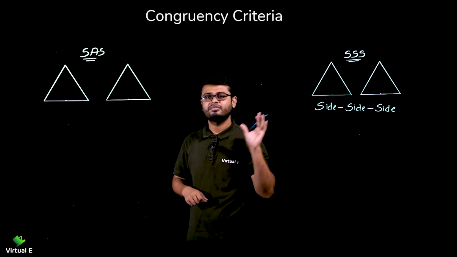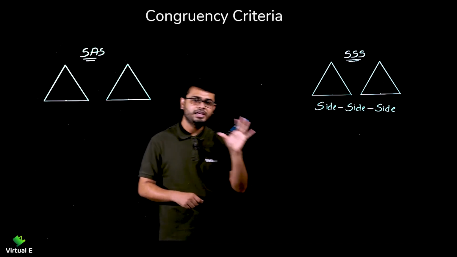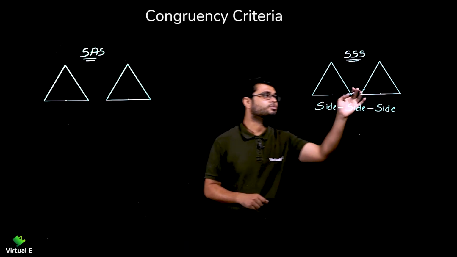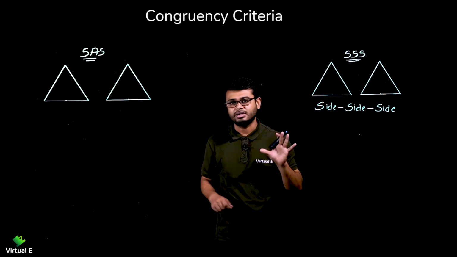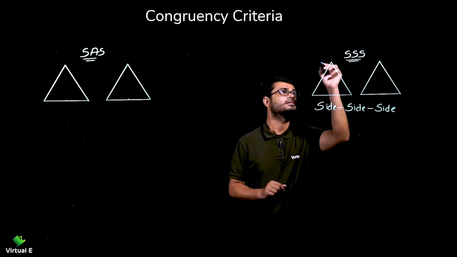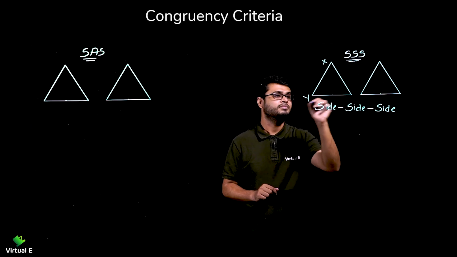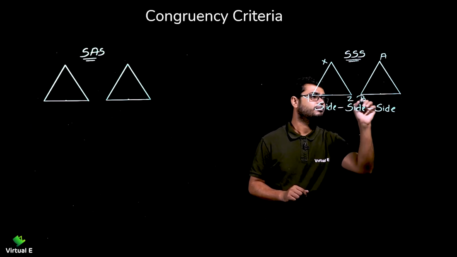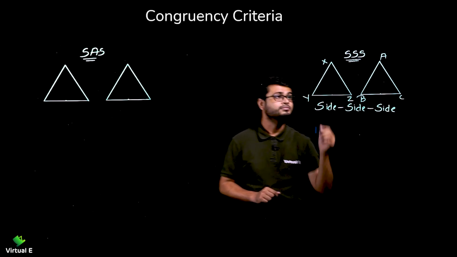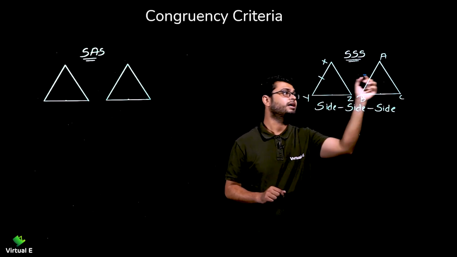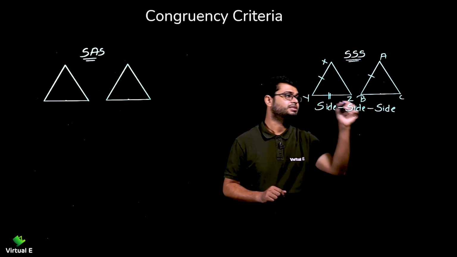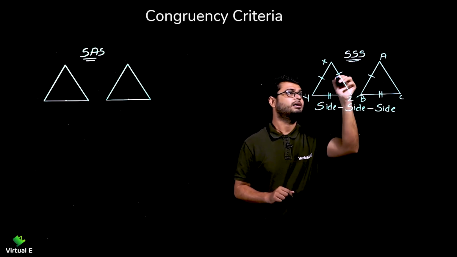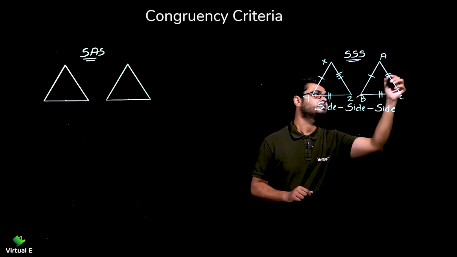If we prove 3 sides of triangle equal, we can write that these 2 triangles are congruent. Very simple it is. Let's start. So X, Y and Z, here A, B and C. So let's say XY and AB equal, YZ and BC, and XZ and AC.